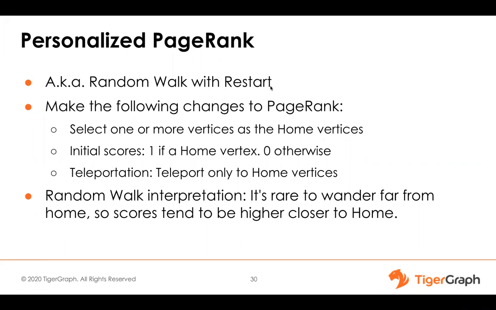So take PageRank, but make a few modifications. Instead of just starting at any vertex, you start at certain selected home vertices. You could pick one, you could pick a dozen, whatever. These are your so-called preferred vertices. When you initialize, you start there. You don't start anywhere else. And when you teleport, you don't teleport to just any vertex. You teleport to one of the home vertices. That's what the restart means in the name random walk with restart. You jump back to a home vertex.